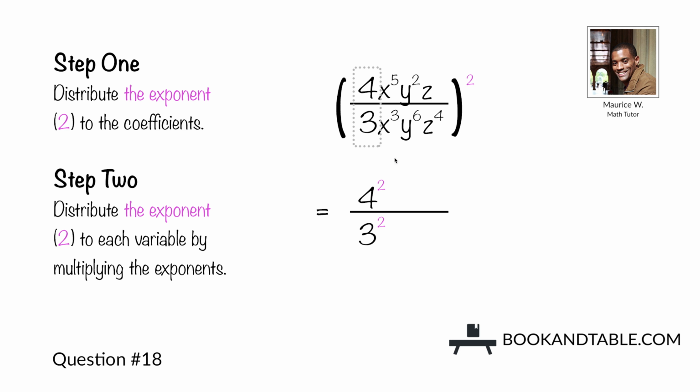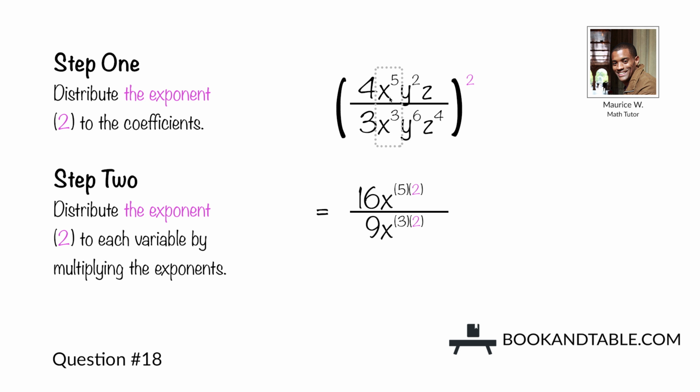Step 1, distribute the exponent 2 to the coefficients 4 and 3. That gives you 4 squared in the numerator and 3 squared in the denominator. So we'll get 16 over 9. Step 2, distribute the exponent 2 to each variable by multiplying the exponents. So we'll distribute it to our x terms. In the numerator, it's x to the 5th.